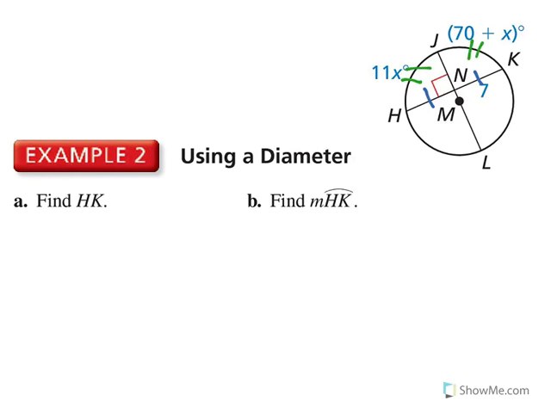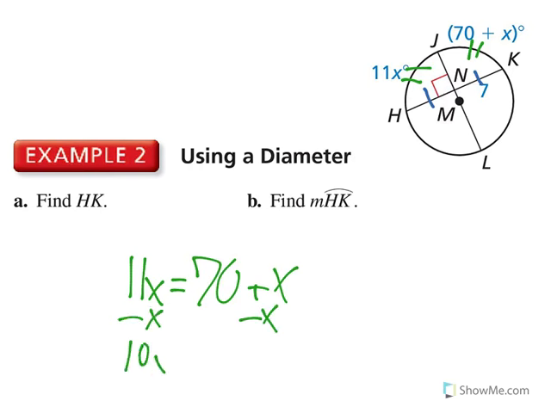So if the arcs are the same and we have variables on both of them, that means we can solve for them by setting them equal. So my arcs, 11x, I'm going to set equal to 70 plus x, the other half. Then I just solve. So I'm going to move my x across. So I get 10x is equal to 70, divided by 10. And so I get x is equal to 7.